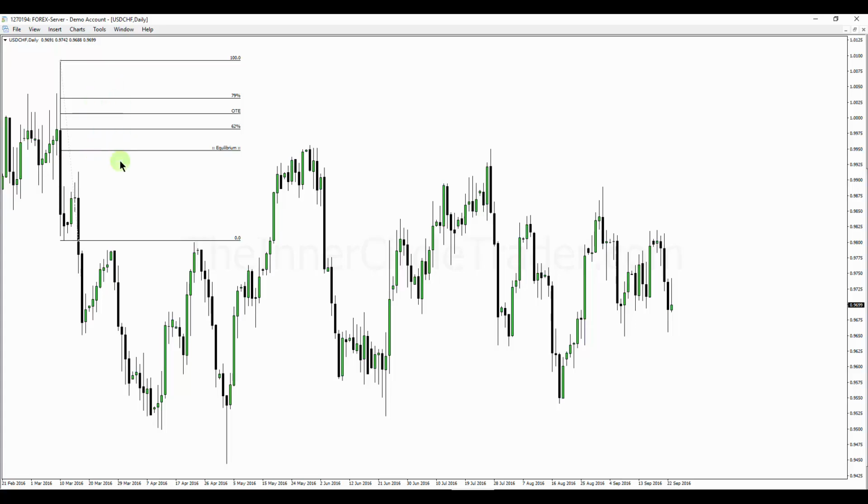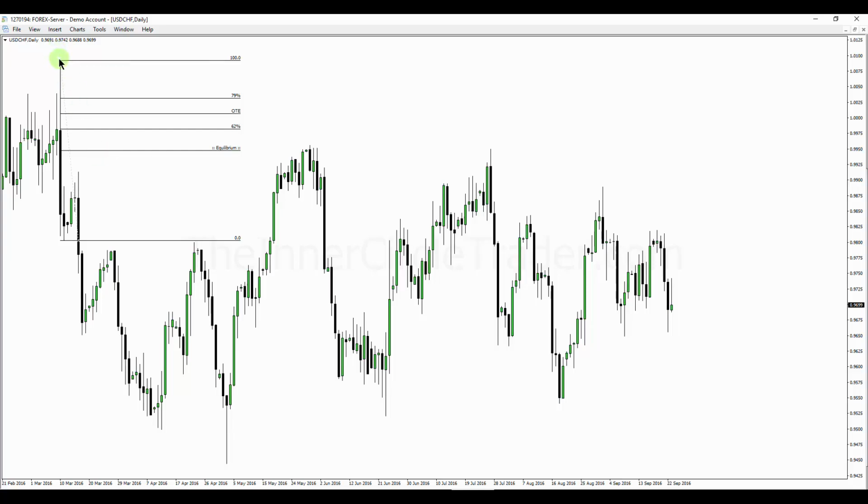Now there are other disciplines out there, and other mentors and teachers will say that the 50% retracement level is a good level to trade at based on price swings. I don't agree with that. I understand that sometimes it's going to work, but what I want to do is be selling at a market that's at a premium level.